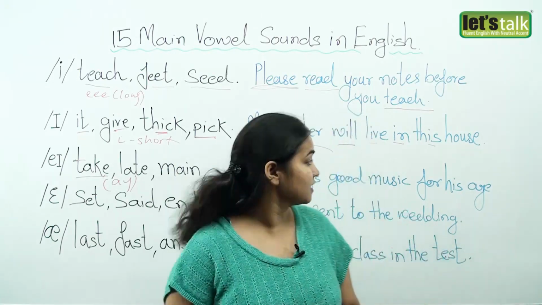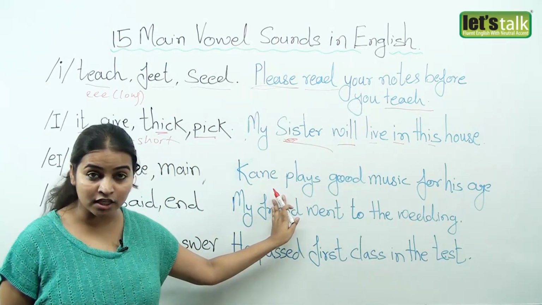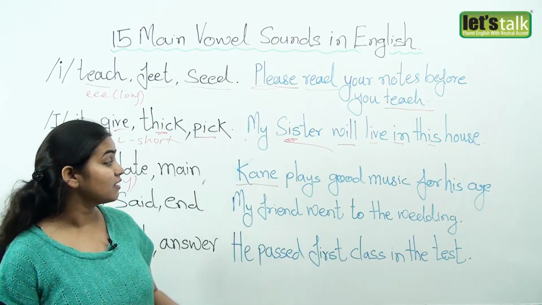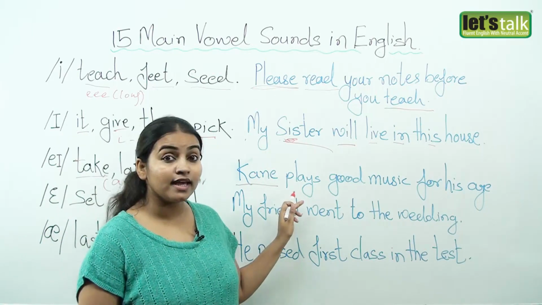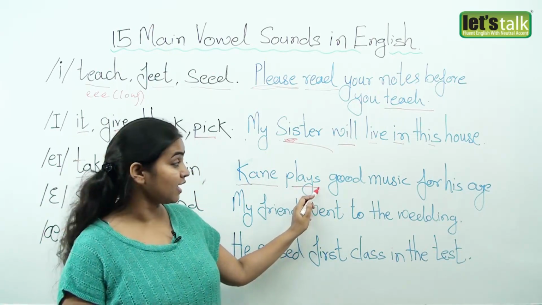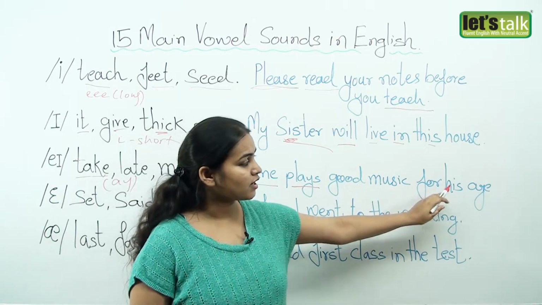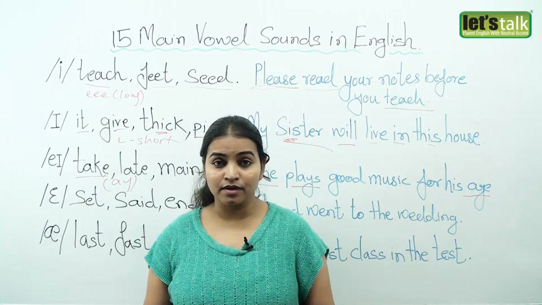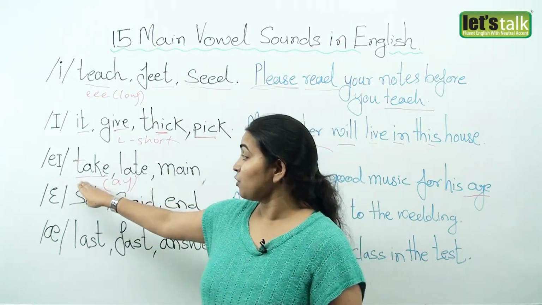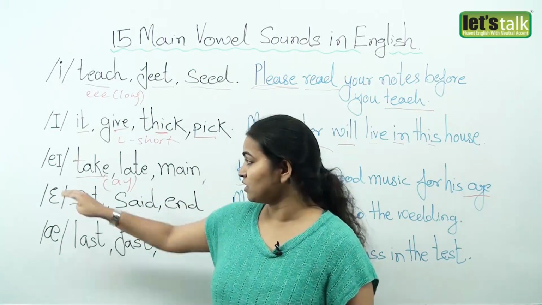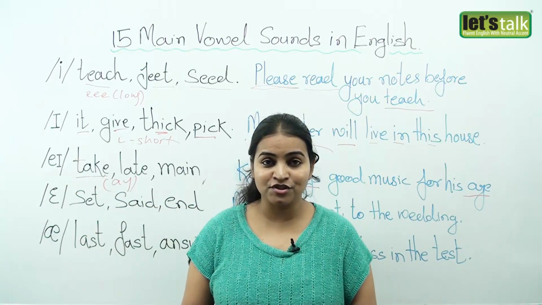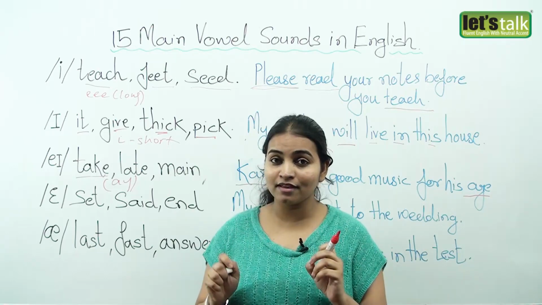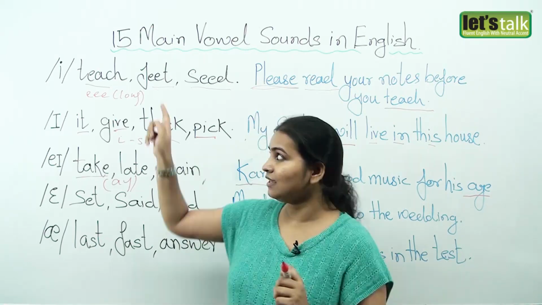Moving on to the sentence, which is Cain plays good music for his age. Did I just do an A sound? Yes, I did. Cain plays. An A sound again. Good music for his age. The A sound again, okay? So whenever you come across such words with this symbol, you know how to pronounce them. So your pronunciation should always be an A and not an I or an eh or an E, okay?